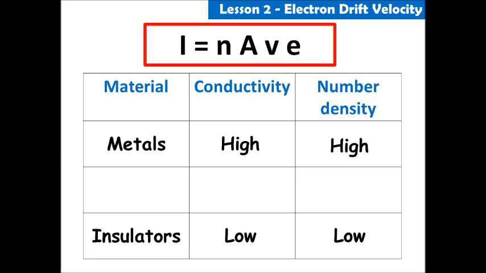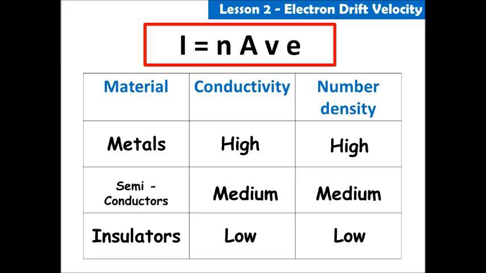And then we've got these new materials that you don't need to know much about, called semiconductors, but what you do need to know is that their conductivity is medium, somewhere in between a metal's high conductivity and an insulator's low conductivity. In fact, the conductivity of semiconductors ranges quite a lot, and as you guessed, it depends upon the number density of the electrons in the material. And so we end up with a number density in between a metal's high number density and an insulator's low number density.